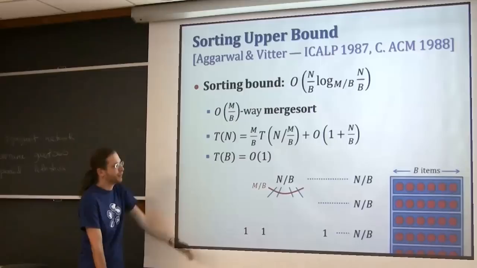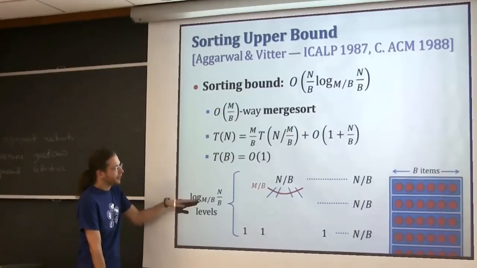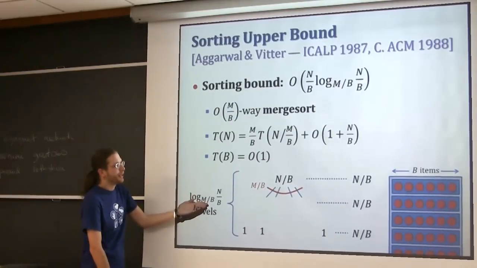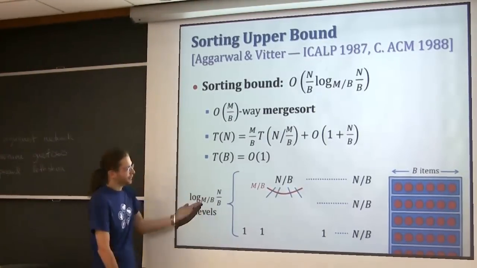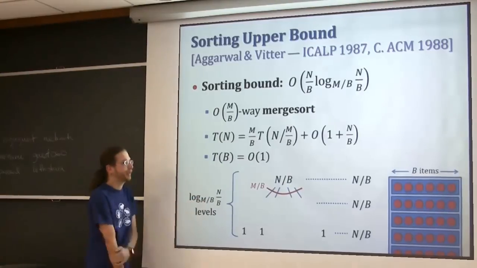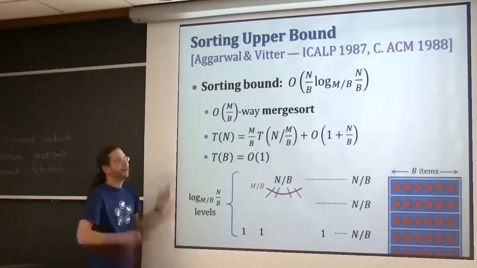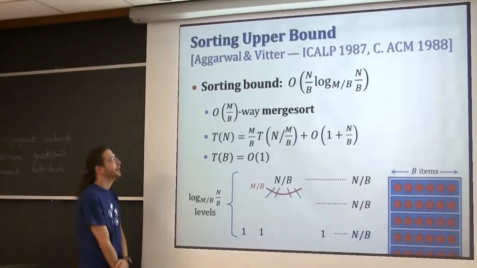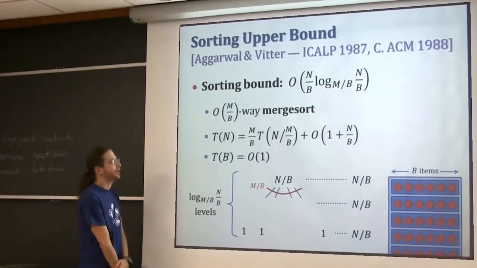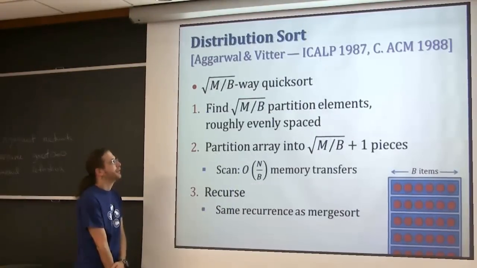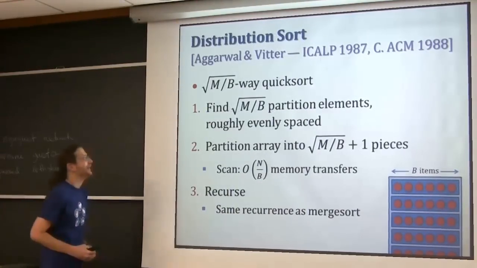So you add this up. We just need to know how many levels are there. Well, it's log base m over b of n over b, because there's n over b leaves, branching factor m over b. So you multiply. Done. Easy. So merge sort is pretty cool, and this works really well in practice. Revolutionized the world of sorting in 1988.